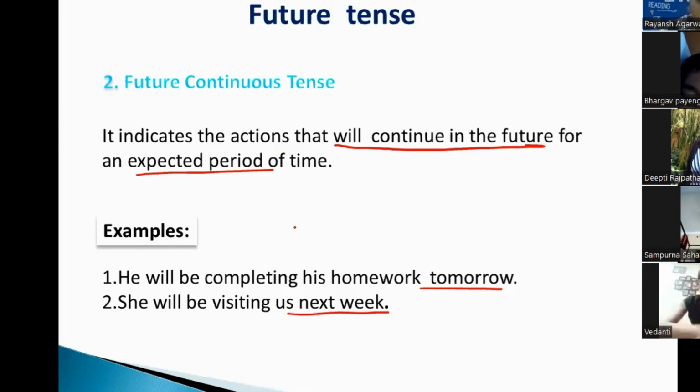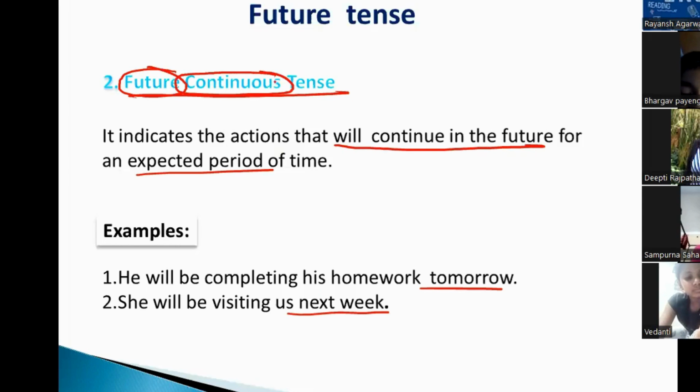Ma'am, can you explain again? Okay. So future continuous tense. As the name indicates, future is definitely going to represent the action that is going to happen in the future. And continuous means the actions that will continue in the future time. Okay. Understood now? Yes, ma'am.